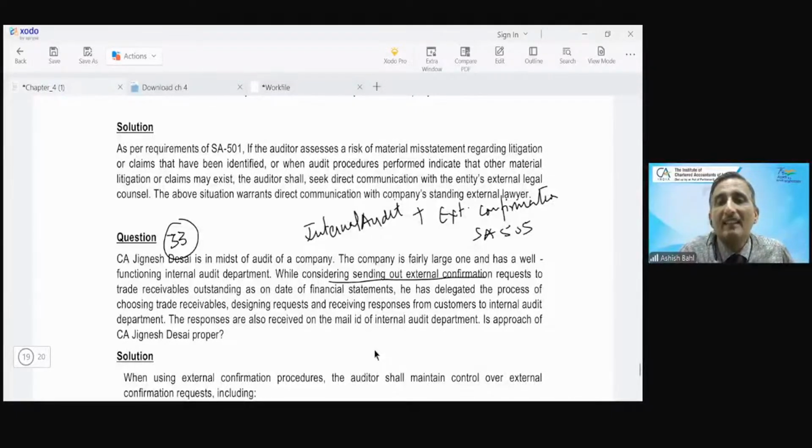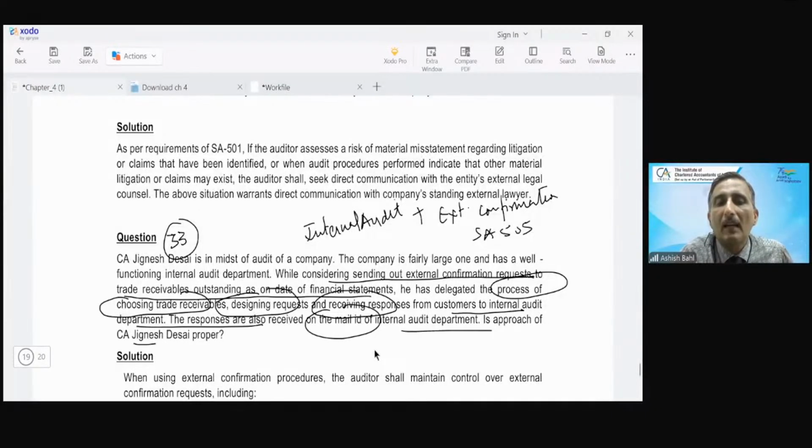While considering sending out external confirmation requests to trade receivables, he has delegated the process of choosing trade receivables, designing requests, and receiving responses from customers to the internal audit department. The responses are also received on the mail ID of the internal audit department. Is the approach of CA Jignesh proper? Now, how are you going to write the answer to this question?